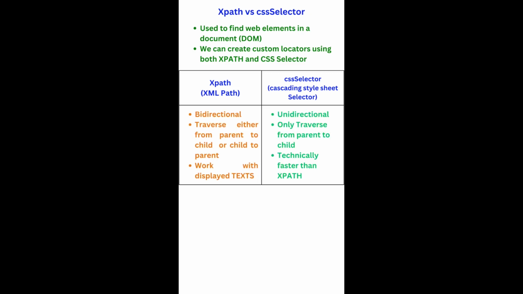Where CSS selector is unidirectional. We can only traverse from parent to child. Technically, it is faster than XPath.